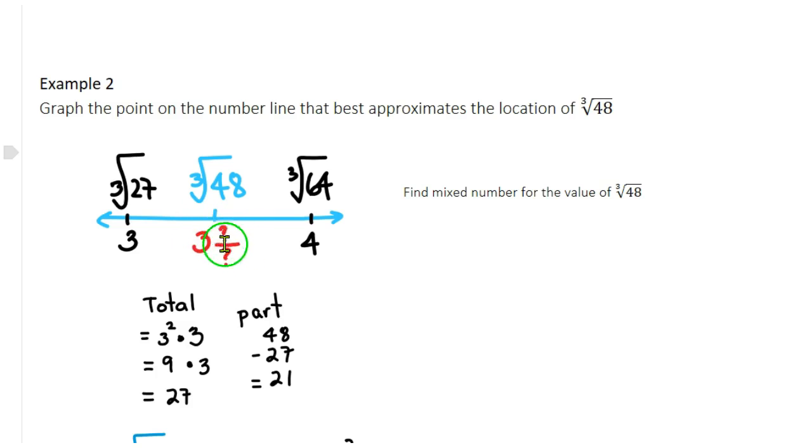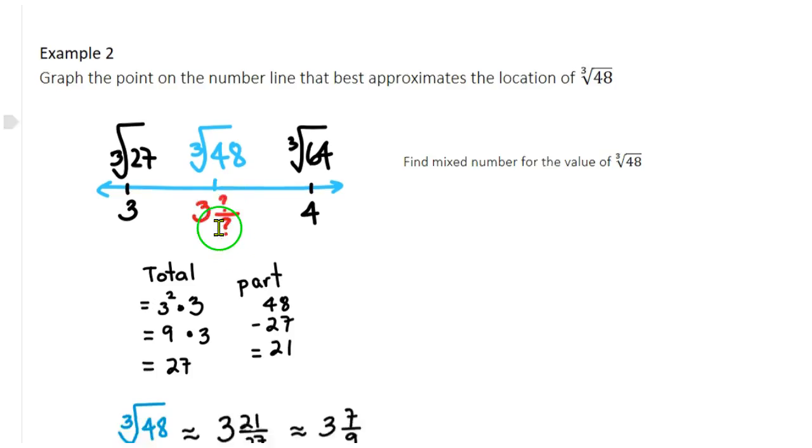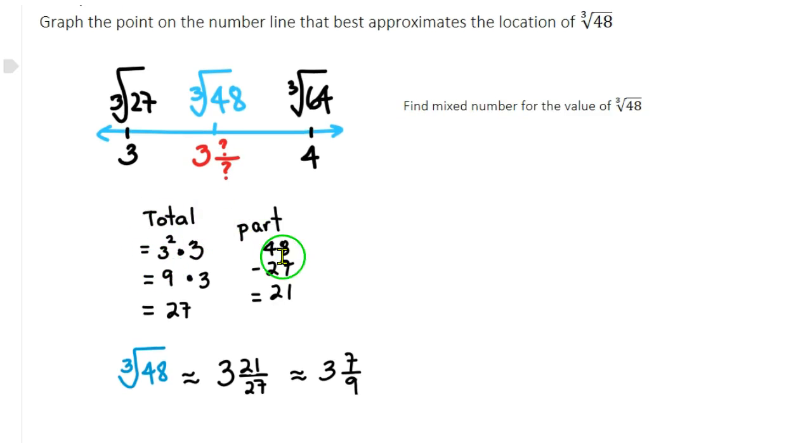So to find the more, that portion, that part, that fraction, we will have to find the total and the part. Total is 3 squared times 3, and the part is the distance from 27 to 48. Then we write the values here. The cube root of 48 is 3 21/27, and if possible, we simplify. So we have now 3 7/9. So what do we have to do now? We have to express 7/9 as a decimal.